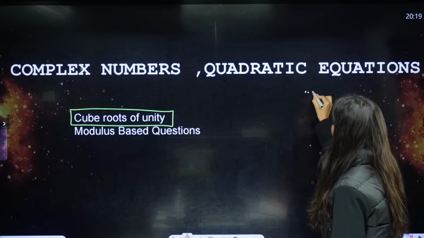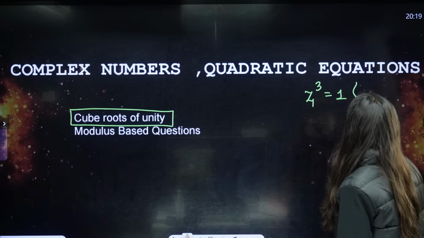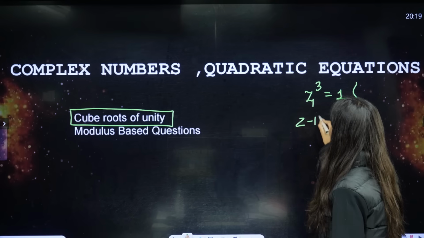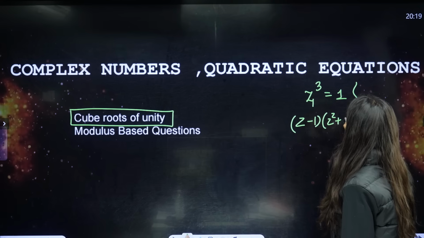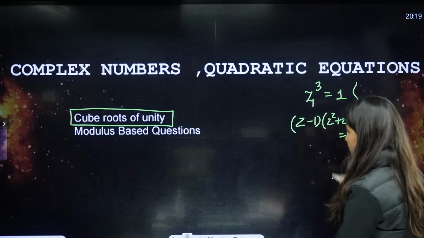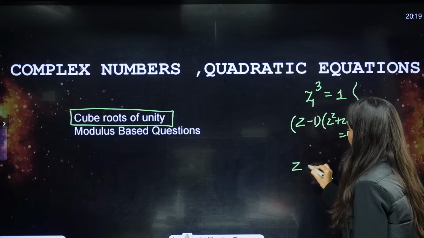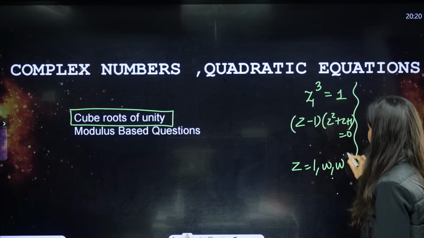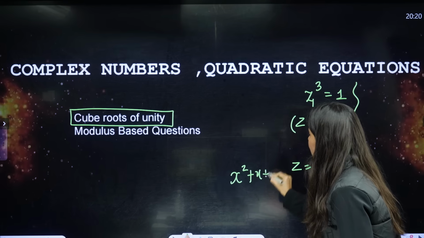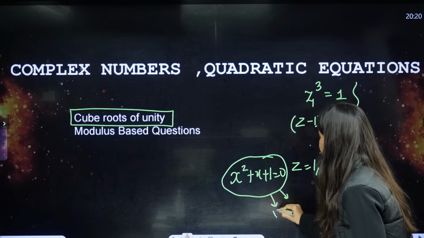Let me tell you. Cube root of unity says that z cube is equal to 1. If you factorize, (z minus 1)(z square plus z plus 1) is equal to 0. So z cube equal to 1 has 3 roots, which are z equals 1, omega and omega square. Please understand, whenever you see x square plus x plus 1 equal to 0, the roots of this will be omega and omega square.